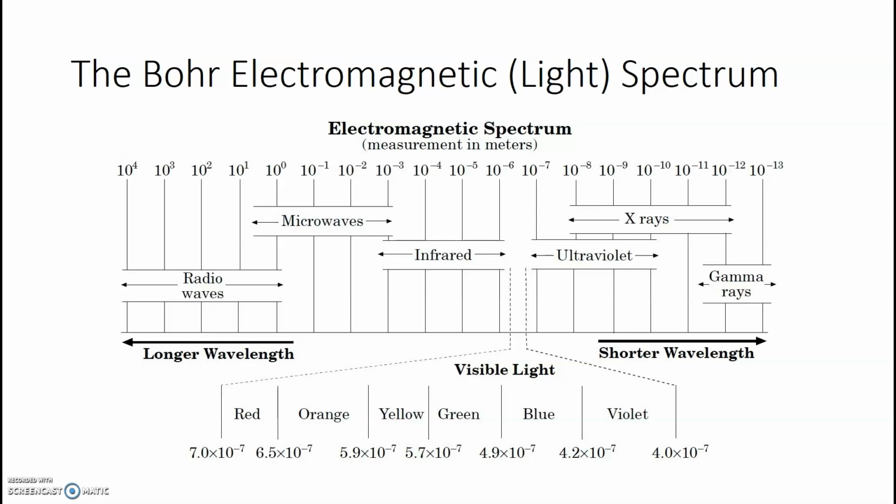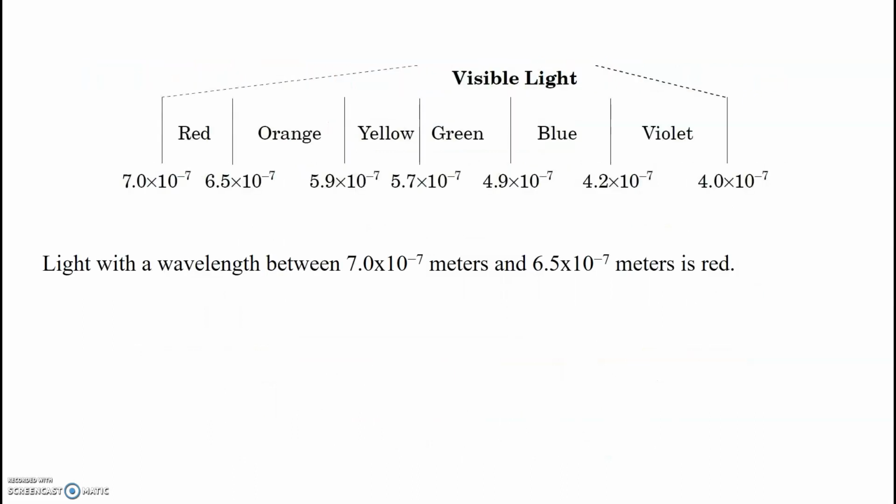And we're going to focus on the visible light portion of the spectrum. This is just a very small portion of the electromagnetic spectrum, but it's one that we care about because we can see this portion of the spectrum. And so the boundaries of the various colors are indicated by the wavelength of light. So looking at red, for example, if I have light with a wavelength in between 7 and 6.5 times 10 to the negative 7th meters, that light is going to be red.